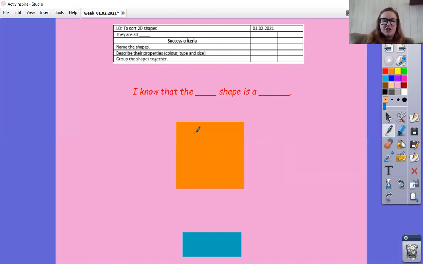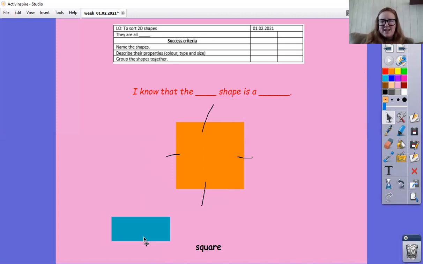How many sides does this shape have? So it has 1, 2, 3, 4. So this shape has 4 sides. Fantastic. Are all the sides straight and the same? So let's have a look. This side is straight. It looks like it's the same as this side and this side and this side. So it has 4 straight sides, which are all the same. What shape does that make it? Shout out if you know the answer. It is a square. I know that this shape is a square.